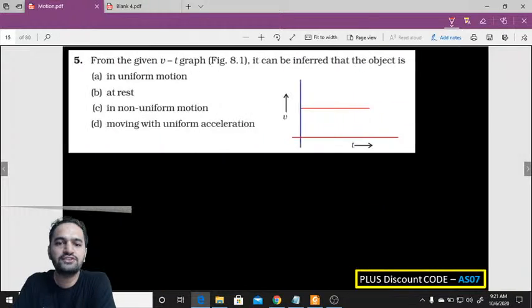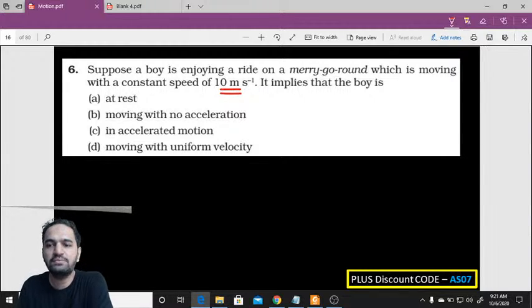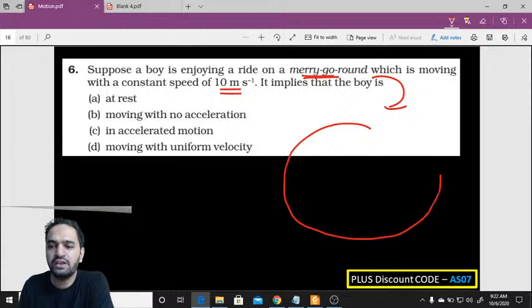Now, let us talk about the next question. Question number 6. They are saying, suppose a boy is enjoying a ride on a merry-go-round which is moving with a constant speed of 10 meter per second. They are just asking what is the state of the boy: at rest, moving with no acceleration, in accelerated motion, or moving with uniform velocity. Don't you think moving in a merry-go-round is nothing but moving like this?